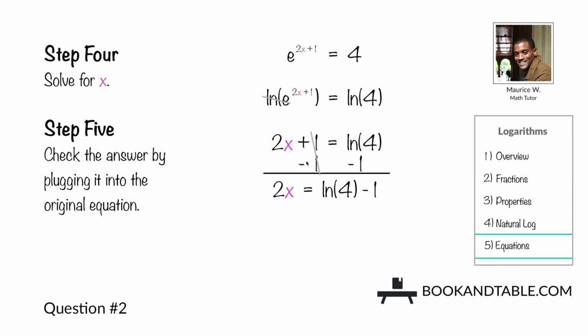So we'll subtract 1 from both sides, showing us 2x is equal to the natural log of 4 minus 1. Here we can solve for x by dividing both sides by 2, showing us x is equal to the natural log of 4 minus 1 divided by 2. And if we plug this into our calculator, we find that x is equal to 0.19.